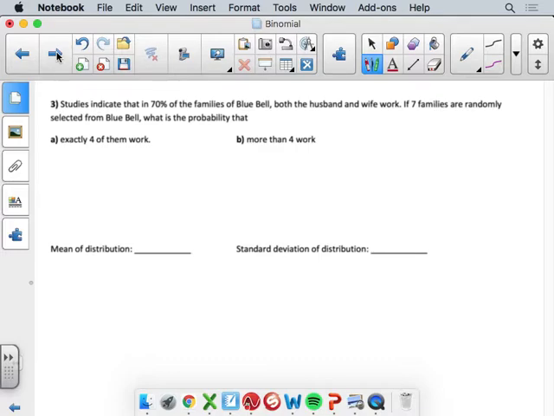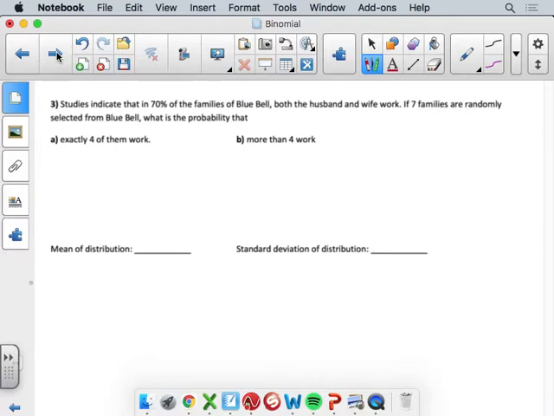Studies indicate that 70% of families in Bluebell, both the husband and wife work, which I'm pretty sure is a town they're referring to, not the ice cream company. If 7 families are randomly selected from Bluebell, the town, what's the probability that exactly 4 of them work, or more than 4 of them work?